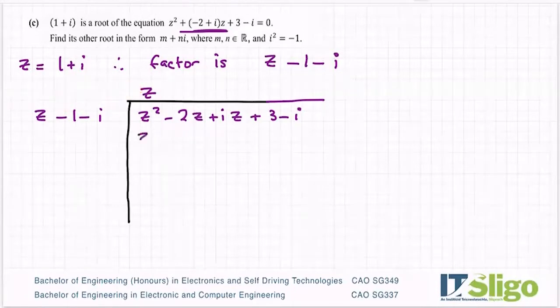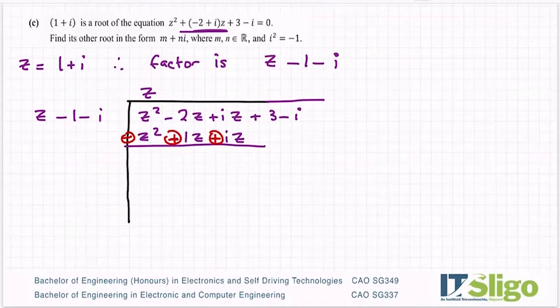Then I multiply z by everything on the outside. So z by z is z squared. z by minus 1 is minus 1z. z by minus i is minus iz. Okay, put a line under it, change the sign, change the sign, change the sign, and get our z squareds to cancel. So I have minus 2z plus 1z is minus 1z, and I have plus iz plus iz is plus 2iz. And of course, I have plus 3 minus i.